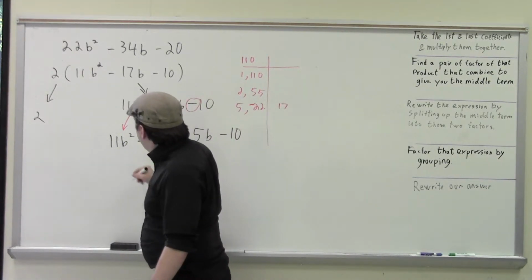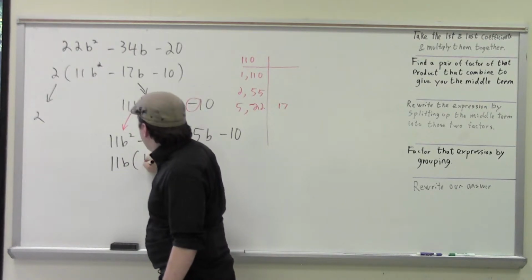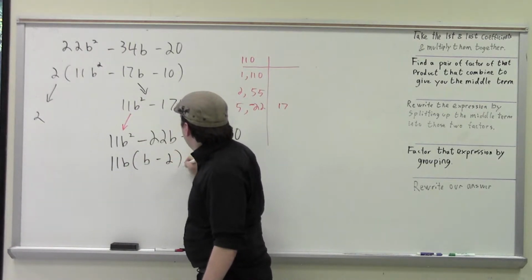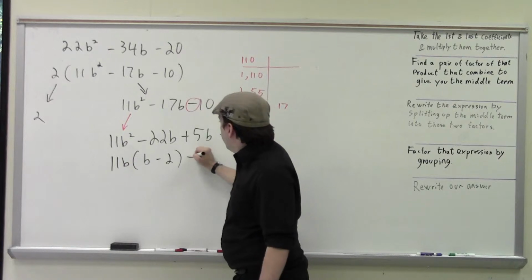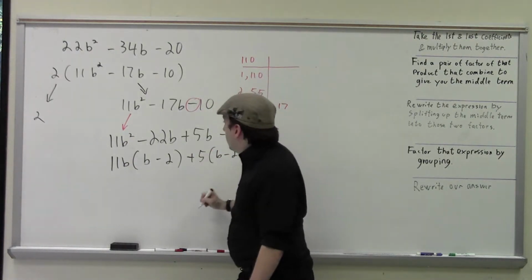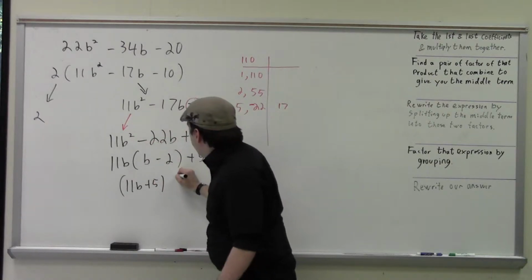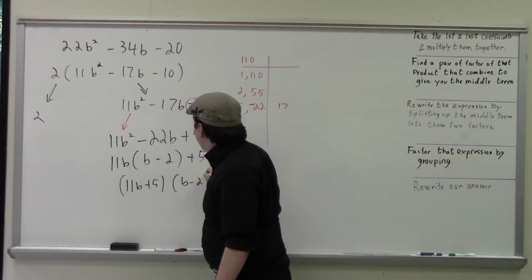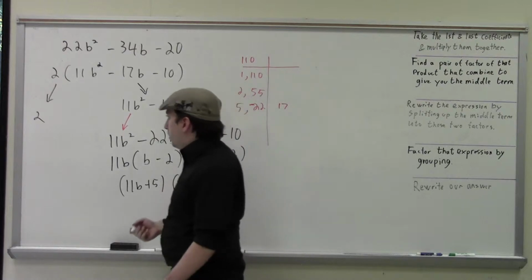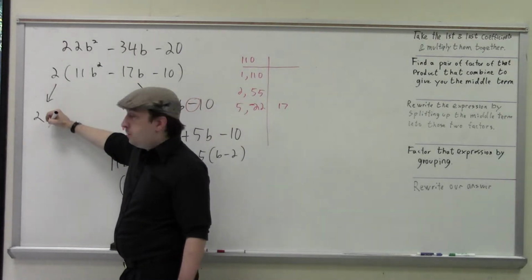So in this case, I can factor out 11b, which will leave behind a b minus 2. In this case, I can factor out 5, which will leave behind a b minus 2. And so this will end up factoring into 11b plus 5 and b minus 2. But my final result has got to include that GCF that I factored out at the beginning.